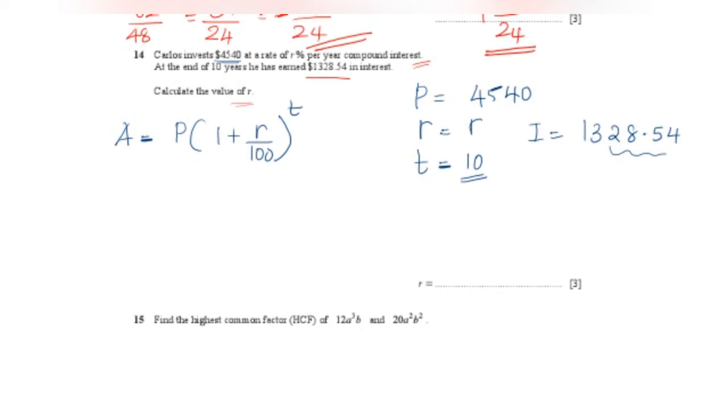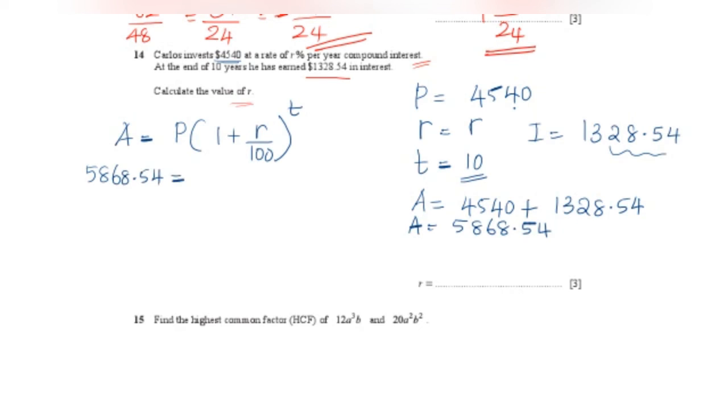We know that the final amount that he is going to receive is the principal amount along with the interest accumulated. So we can calculate the final amount by adding up the principal amount with the interest he earned, which will be 5,868.54. Now let us substitute these values into the given equation. So 5868.54 is equal to principal amount 4,540, 1 plus rate, which is unknown, the whole raised to the time given, 10 years.